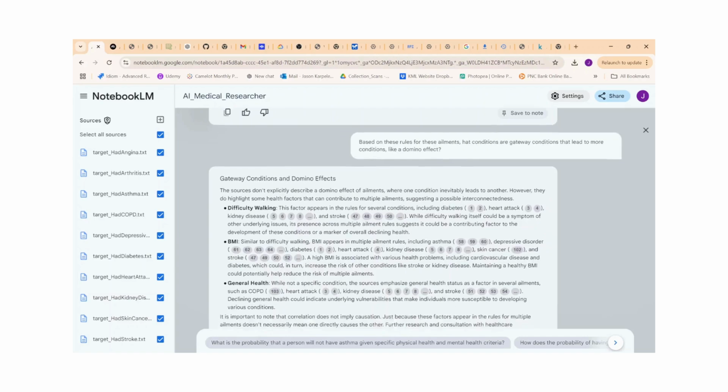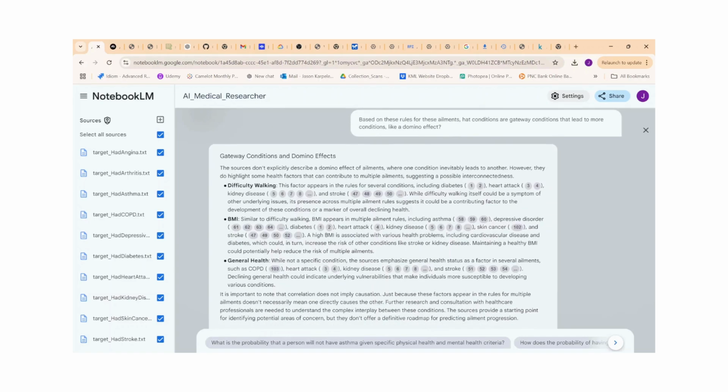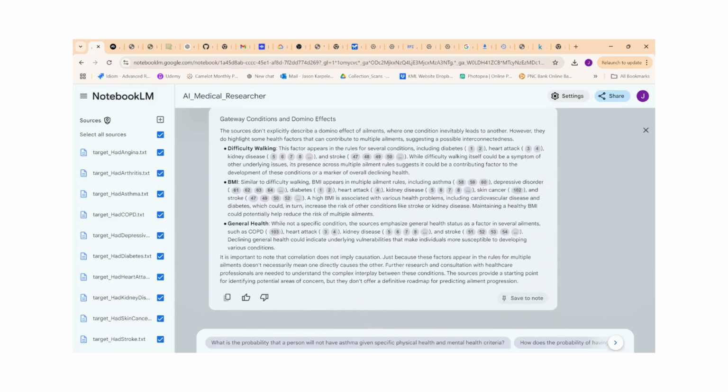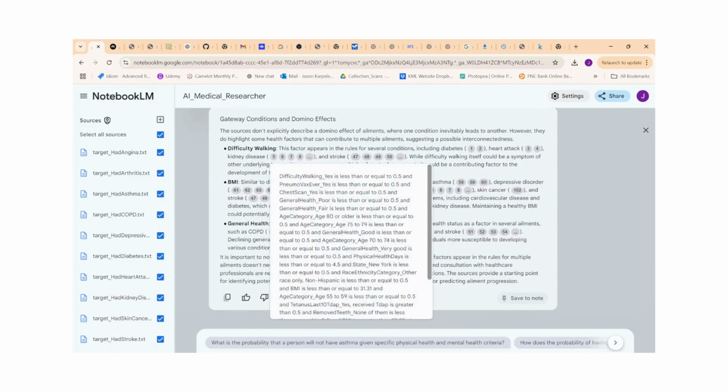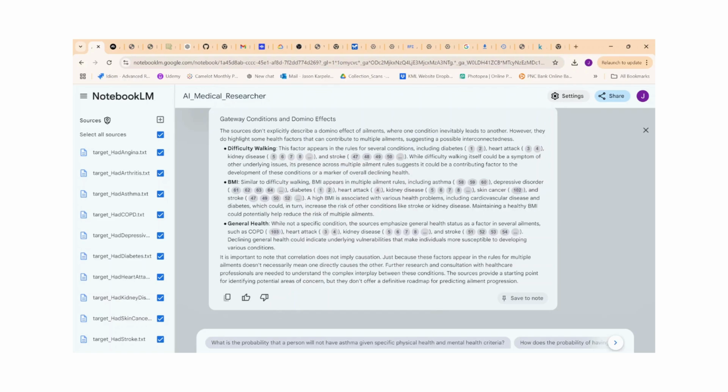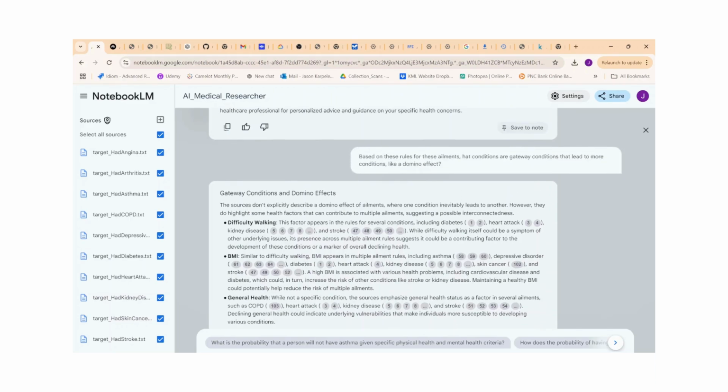And then I said, based on these rules and the elements, what conditions are gateway conditions that could lead to more conditions, like a domino effect. It tells me difficulty walking is a big one, heart attack, high BMI, general health, and so on. So you could continue asking questions about it, interrogate this data, and get to your answers.